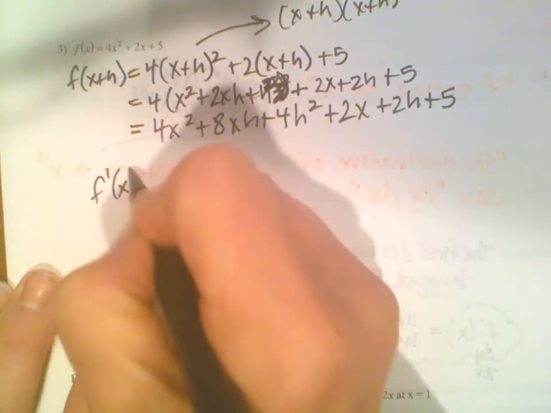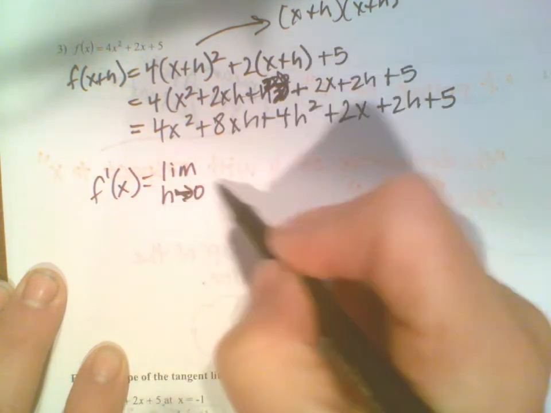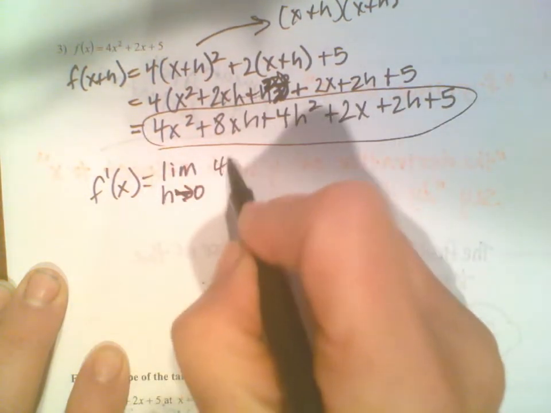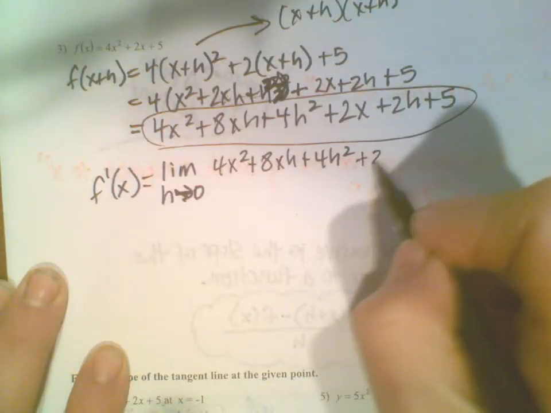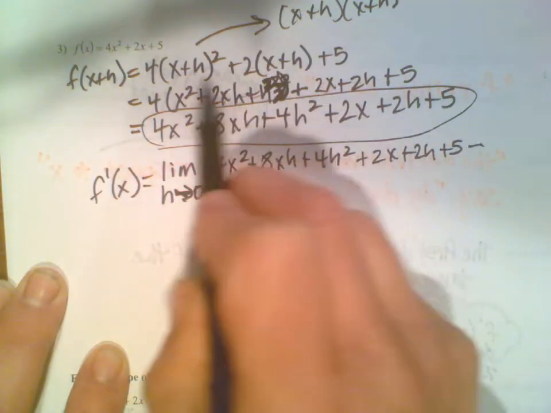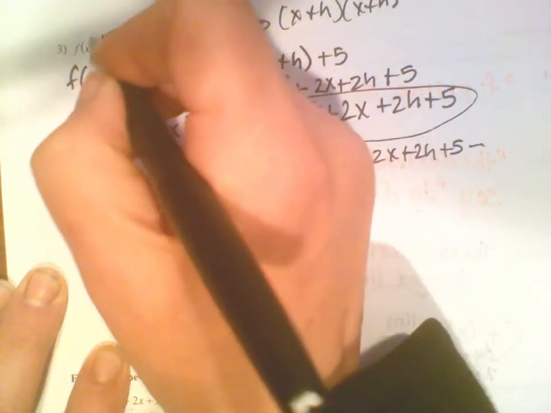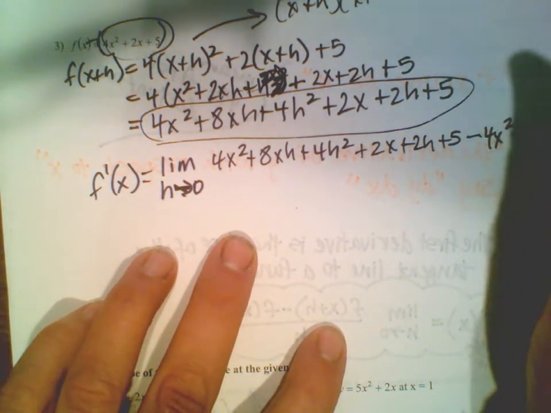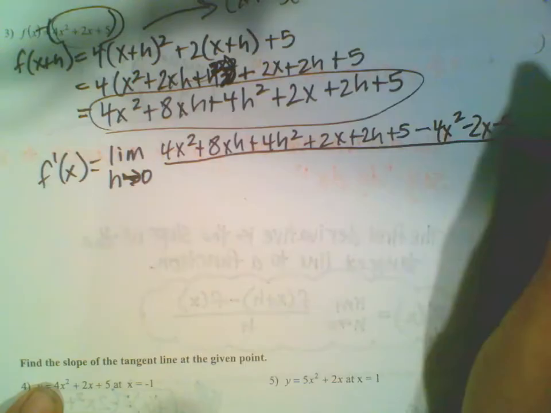F prime of x is equal to the limit as h approaches 0 of f of x plus h, that's this bottom part here, so 4x squared plus 8xh plus 4h squared plus 2x plus 2h plus 5 minus this upper one, this original one. So I'm going to minus that all. Because I'm taking this whole thing and subtracting it, I'm going to change the signs of everything. So minus 4x squared minus 2x minus 5, all over h.